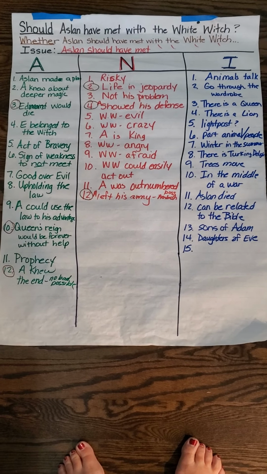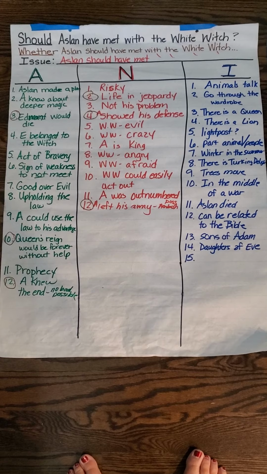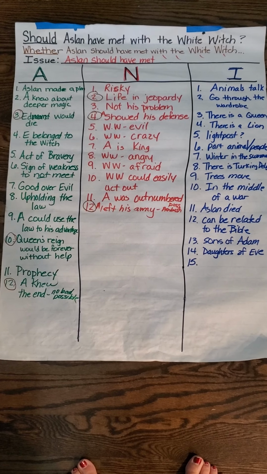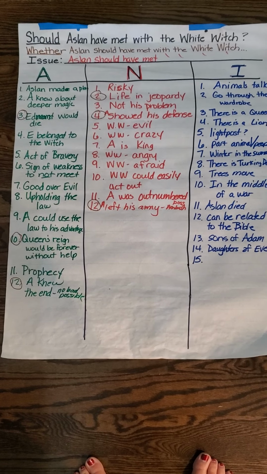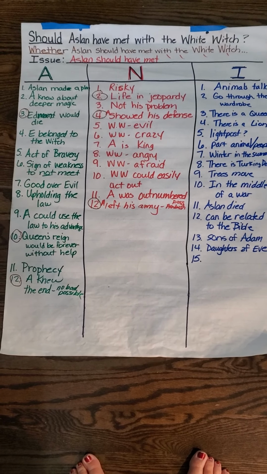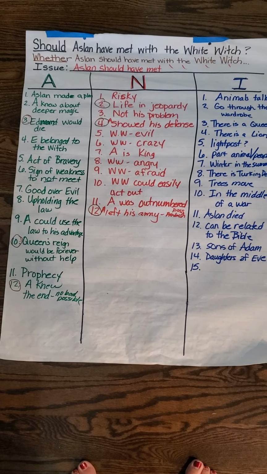Last week we worked on our ANI chart for our issue. We came up with the question, should Aslan have met the White Witch? And then we turned our should into a whether: whether Aslan should have met the White Witch.